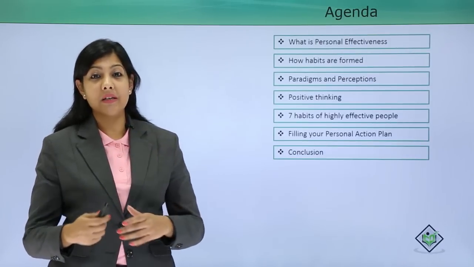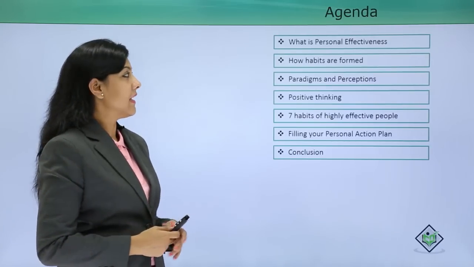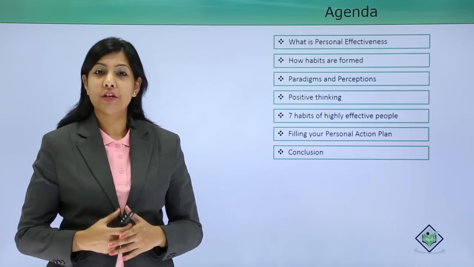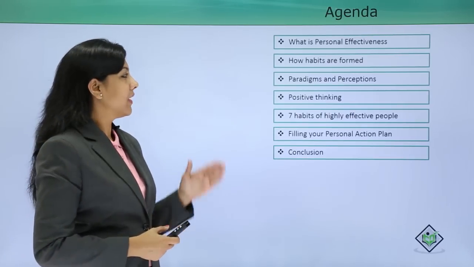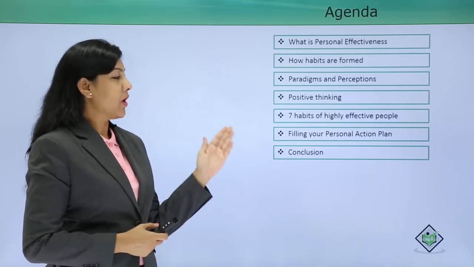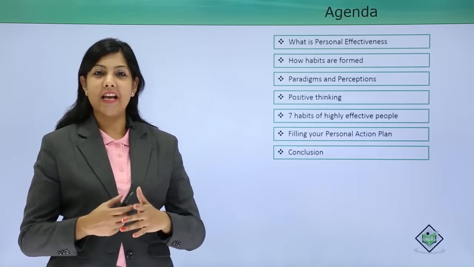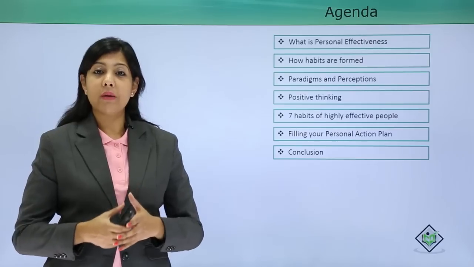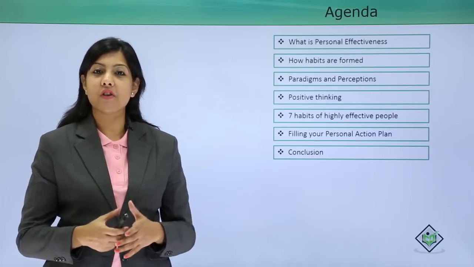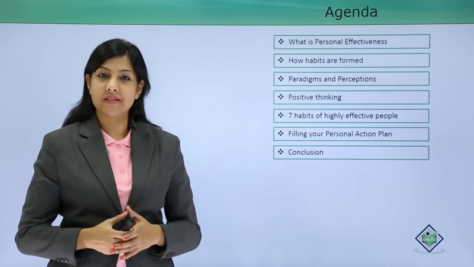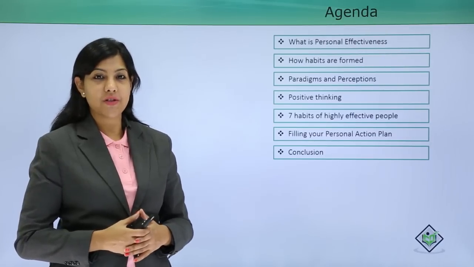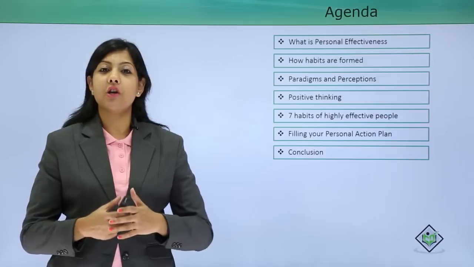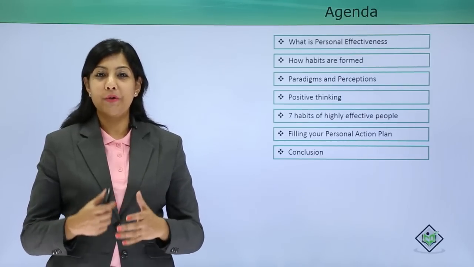The agenda today is we will understand what exactly is personal effectiveness, and how habits are formed. Habits and effectiveness are very closely linked together, so we will discuss a lot on habits today. Paradigms and perceptions. Positive thinking, because the best way to think is thinking positively. 7 habits of highly effective people. Now the core of our program today on personal effectiveness is 7 habits of highly effective people, which was written by Mr. Stephen Covey. So we will discuss all these 7 habits today. Filling our personal action plan. Lastly, we will urge you to fill your personal action plan to make this module really successful.